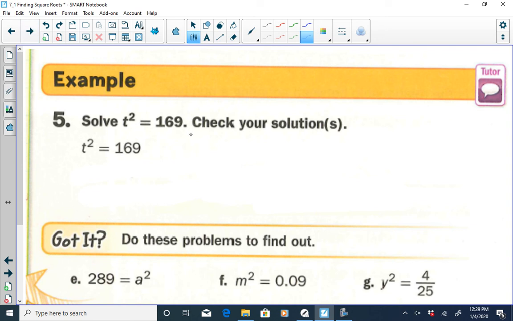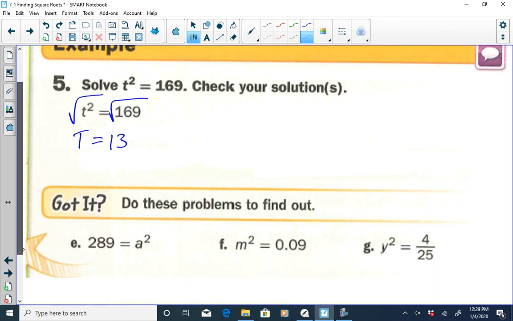All right, if we want to solve this one-step equation, t squared is equal to 169, we want to find that solution. So we do the opposite operation when we solve equations. So the opposite of the square is the square root. But we want to take the square root of both sides of that equation. The square root of t squared is going to be t. Square root of 169 is what, 13. So t is going to be equal to 13 or negative 13 as well.